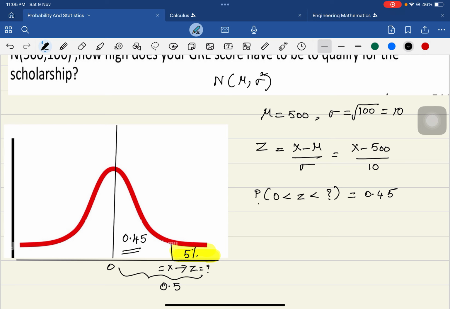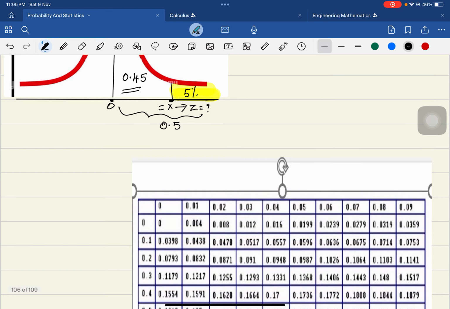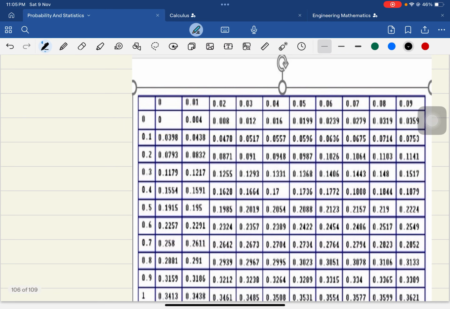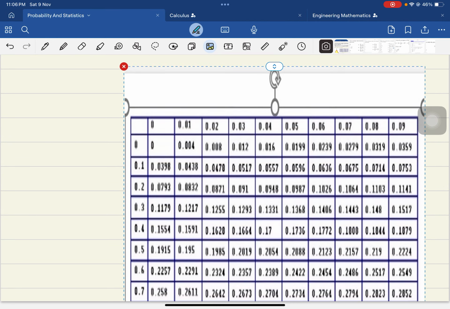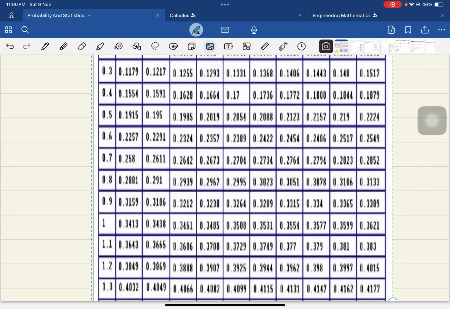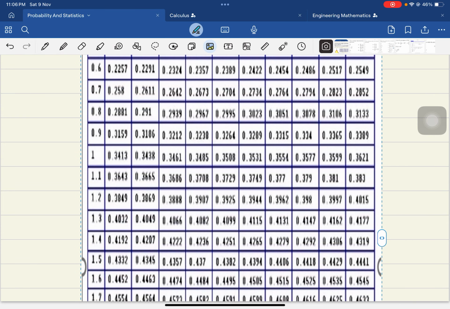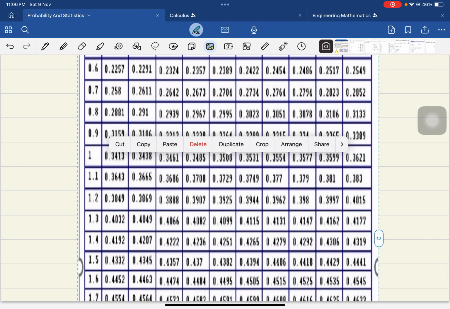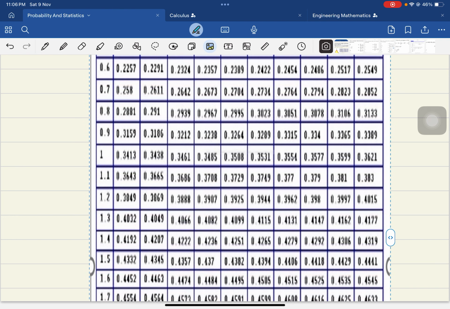So what is the probability from 0 to which value your area is 0.45? This you are going to check in the standard normal table. So where is 0.45? We have to check in the standard normal table. Let us look at this 0.45. 0.45 is the area we are able to see here. This is 0.4505, correct?